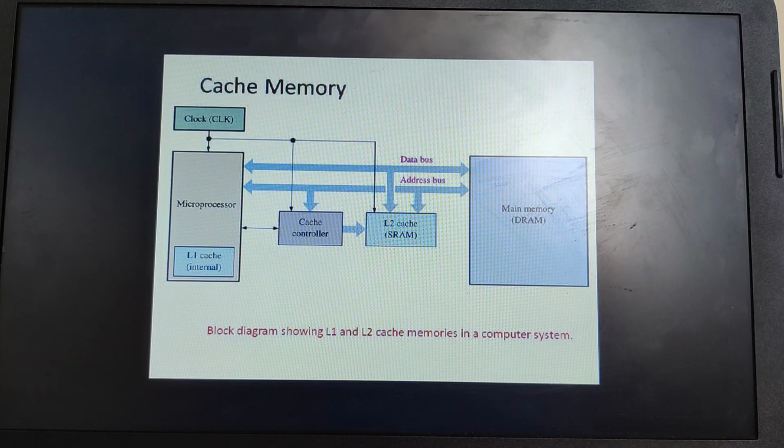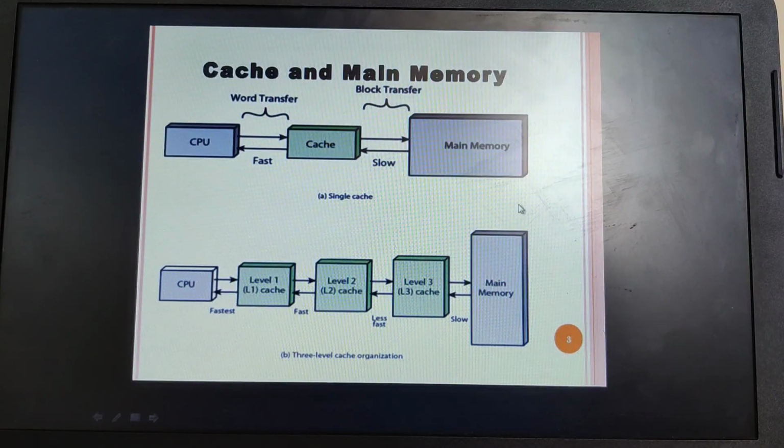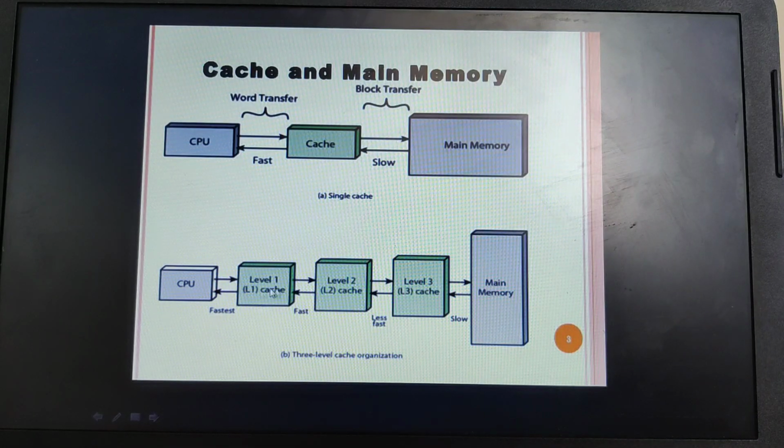Then next, what is the L3 cache memory? Actually, L3 cache memory is a kind of specialized memory that is used to improve the performance of L1 and L2. Can you see, the fastest is L1, a little bit less fast is L2, and the least fast among the cache memories is L3. So this is quite slower when comparing to L1 and L2, but it is quite faster when compared to the speed of the RAM.